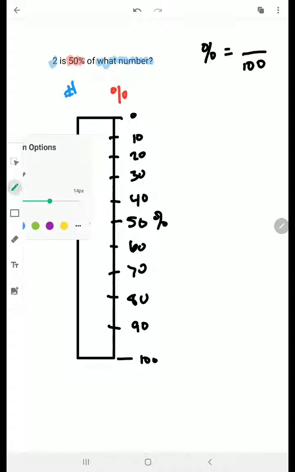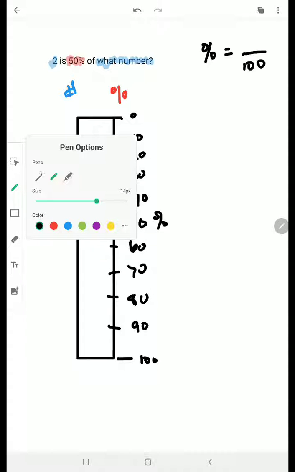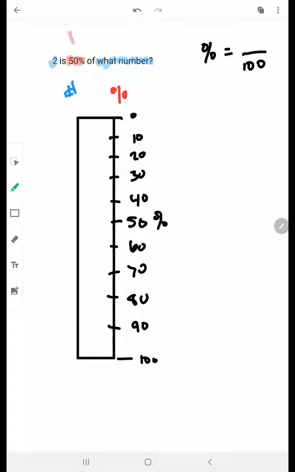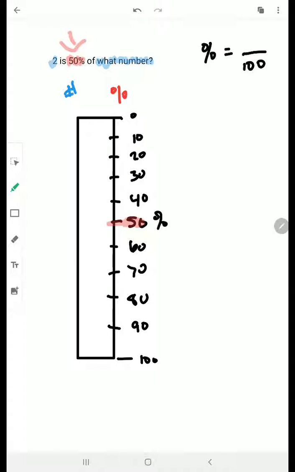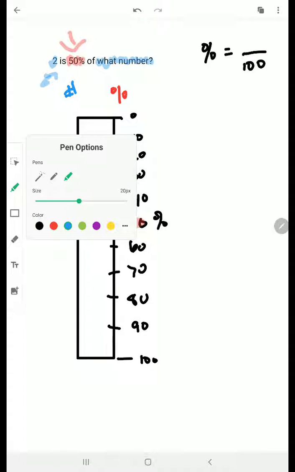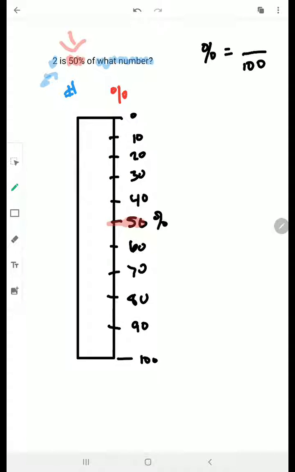Now, if you take a look at what I know about this problem, you'll remember that I have 50%. Well, that's pretty easy to mark. That's right there on the number line. Now, on the other side, I have numbers. And the tempting thing to do here is to say, oh, I've got the number 2. Maybe I should be counting by 2s. And if you did that, sorry, you'd be wrong. That's not actually what we're saying here.